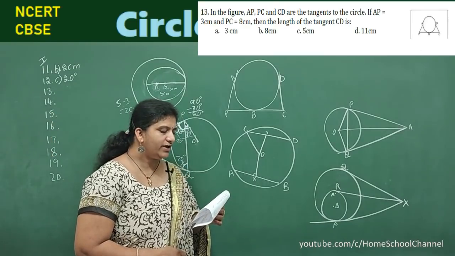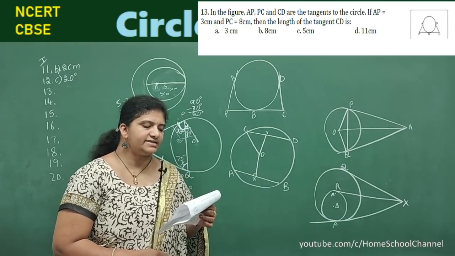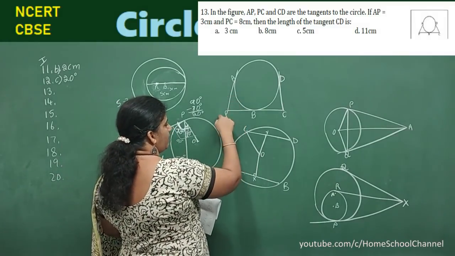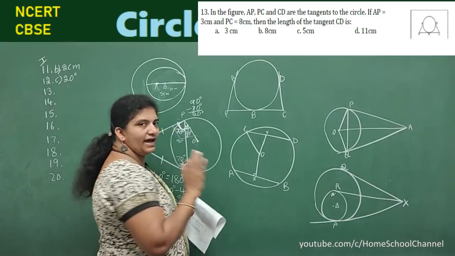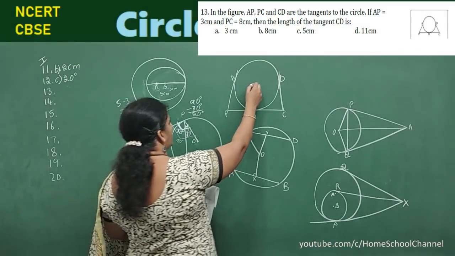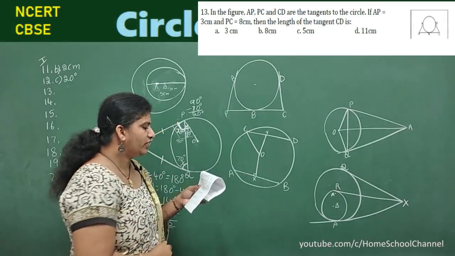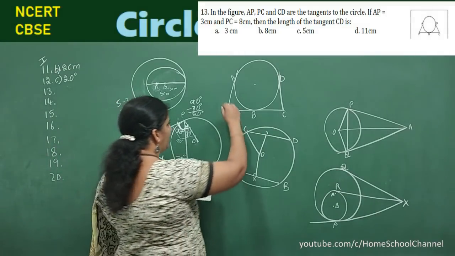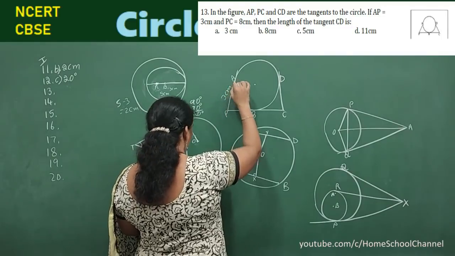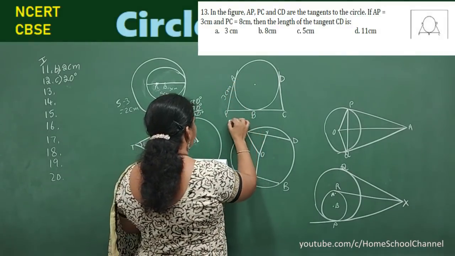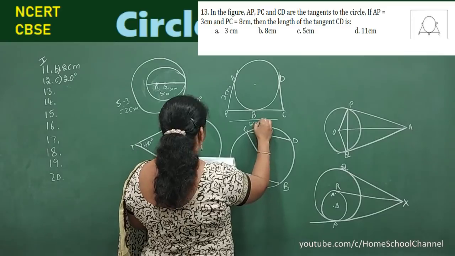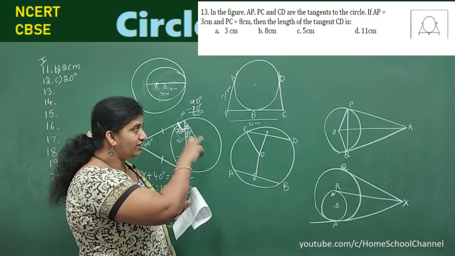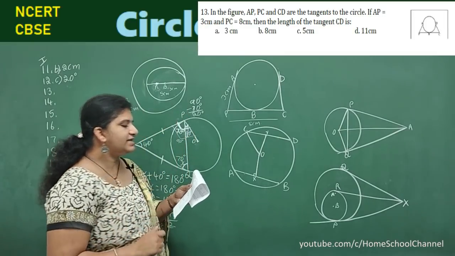13th one, in the figure, AP, PC and CD are the tangents to the circle. Observe this figure. AP, PC and CD are the tangents to the circle. Okay, let me mark this as center O. Now, if AP is equal to 3 centimeters, a similar problem we have done, right? And PC is equal to 8 centimeters. In the previous problem, we found this length. Now, they have given this length, we need to find CD.